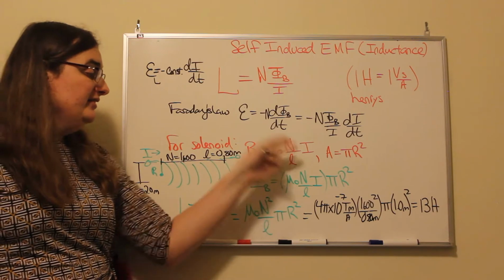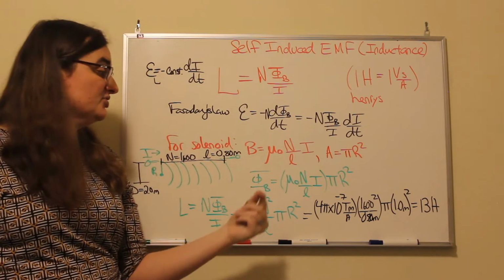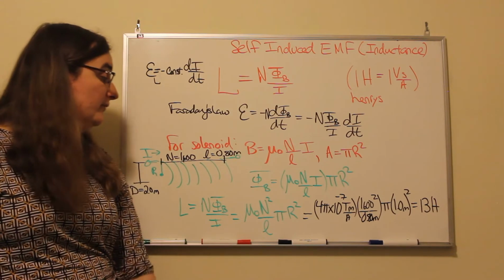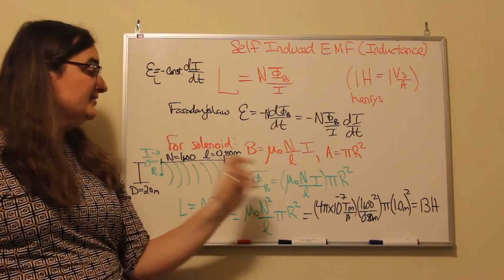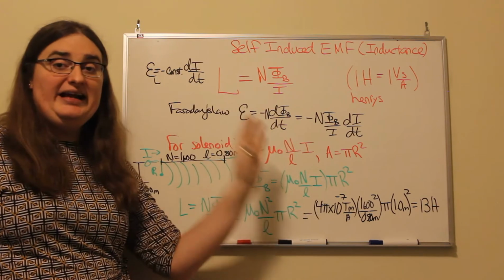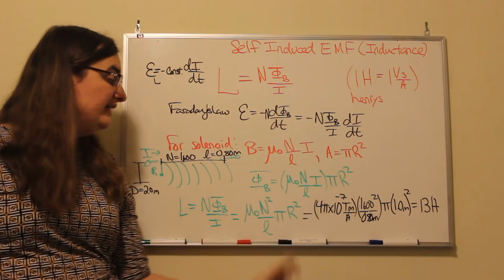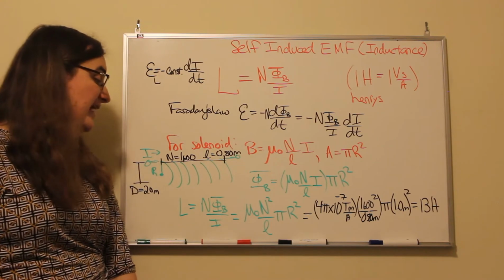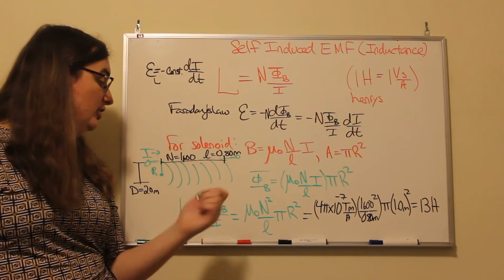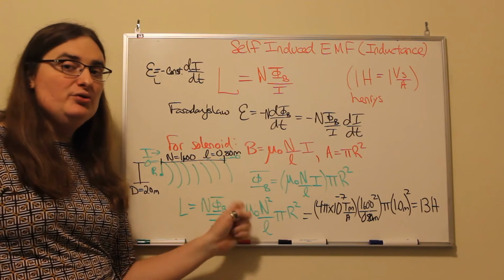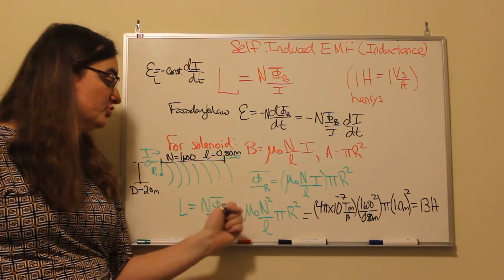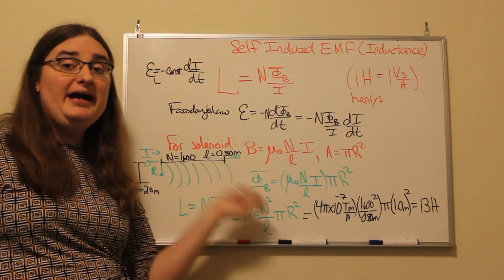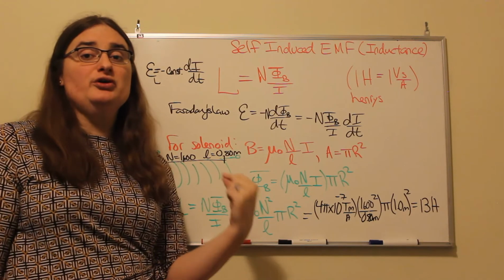So mu naught times the number of turns per length times the current times our area, pi times the radius squared. So to find my inductance, I'd take my flux, divide out the current, so that goes away, and then multiply by the number of coils, N. So for a solenoid, we get an inductance that's equal to mu naught times the number of turns squared divided by the length of the solenoid times pi times the radius of the coils squared.